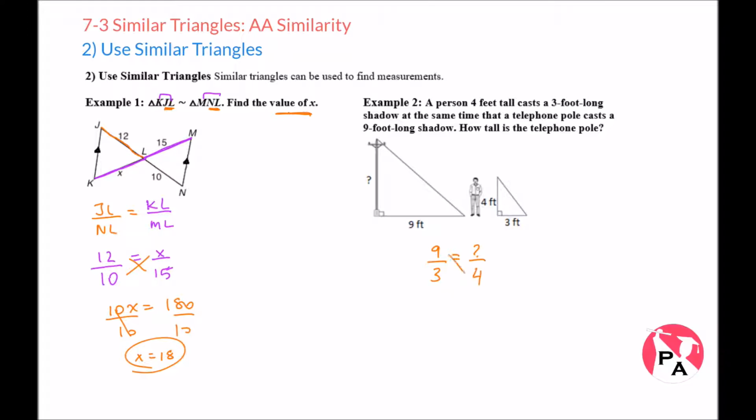Now cross multiply. 3 times question mark equals 9 times 4, which is 36. Divide each side by 3. Question mark is equal to 12. So the question mark, how tall is the phone pole? The phone pole is 12 feet.